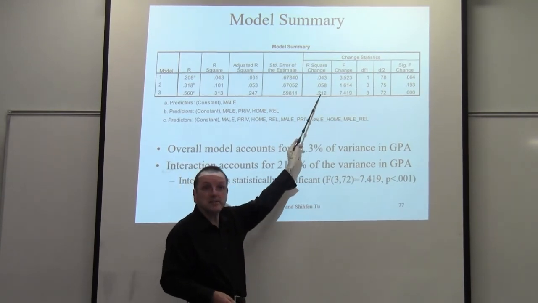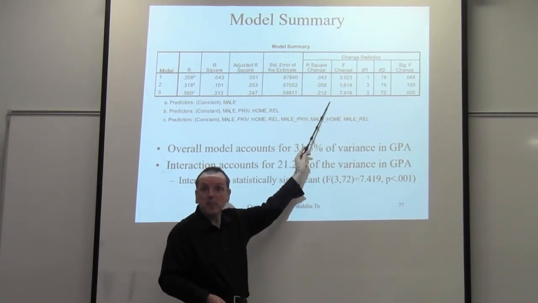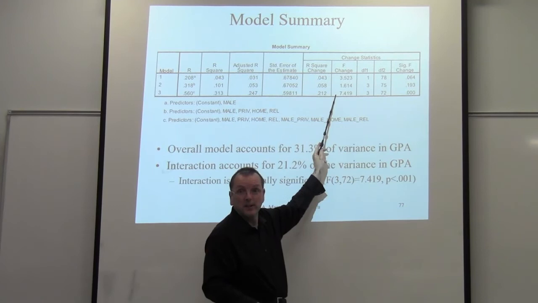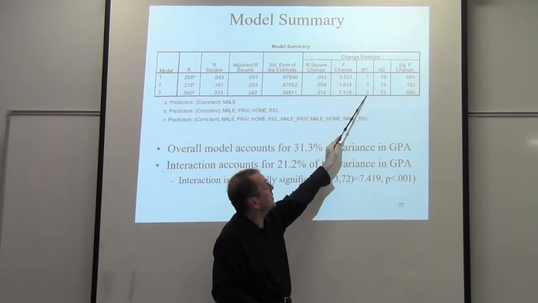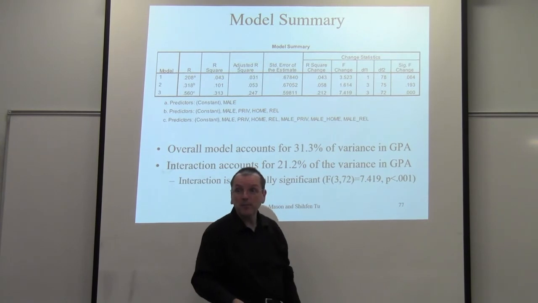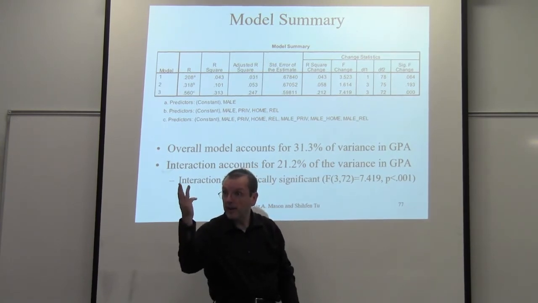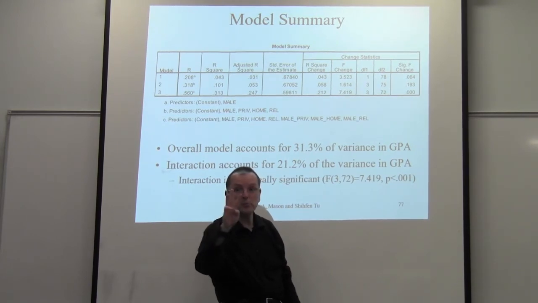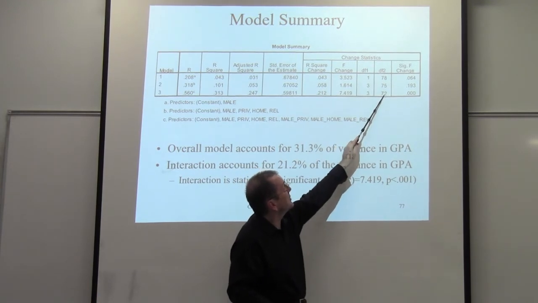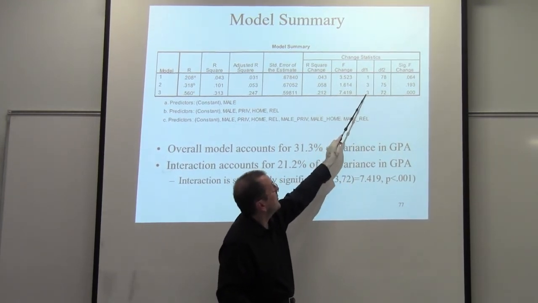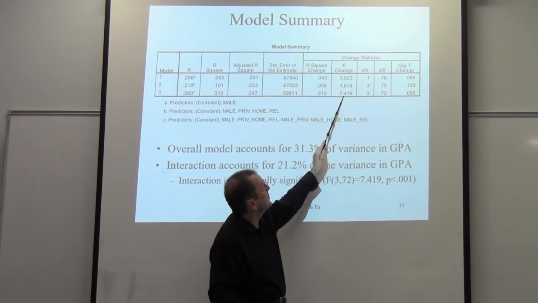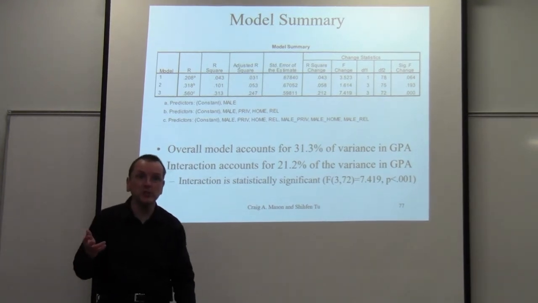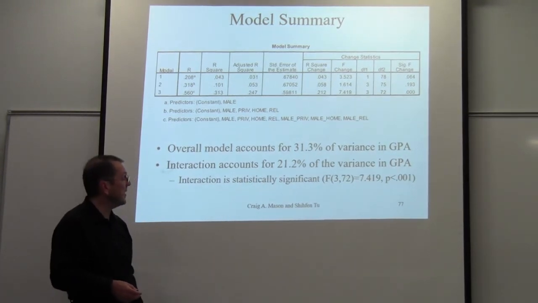This is how big the interaction effect is. Here's the test for the interaction. It's an F with 3 and 72 degrees of freedom. It's 3 because we added 3, right? The interaction's 3 variables, those 3 multiplicative terms we just made. And 72. So F with 3 and 72 degrees of freedom is 77.419. P is less than 0.001. So a very significant interaction that accounts for 21.2% of the variance.